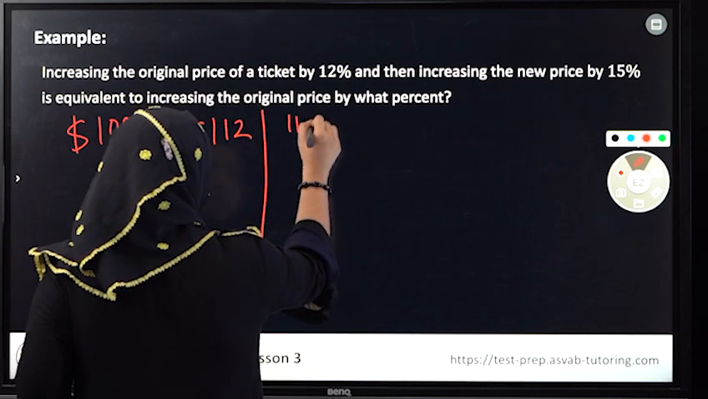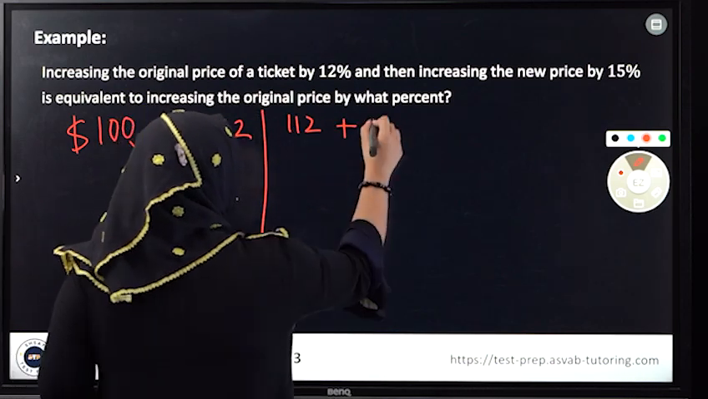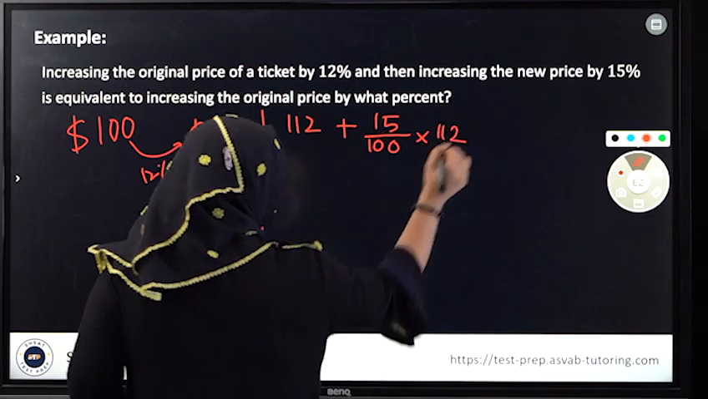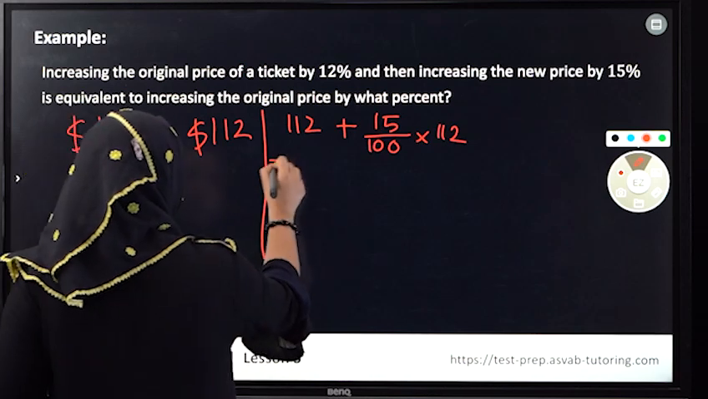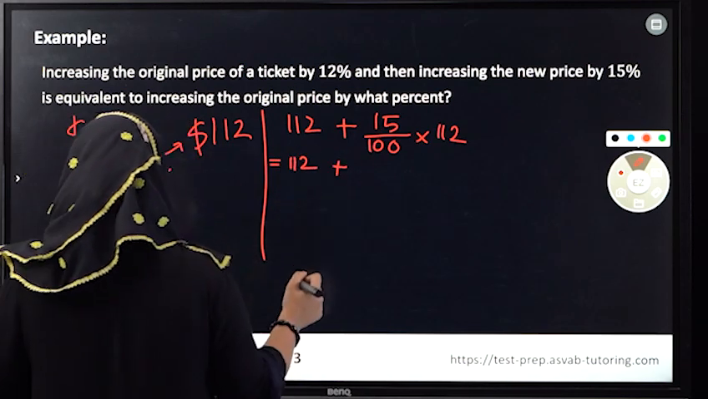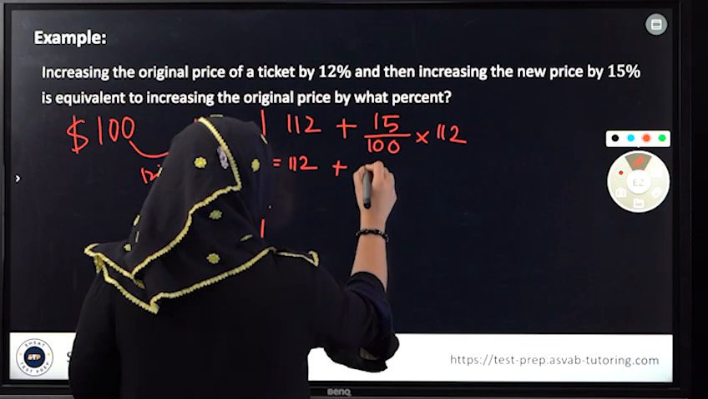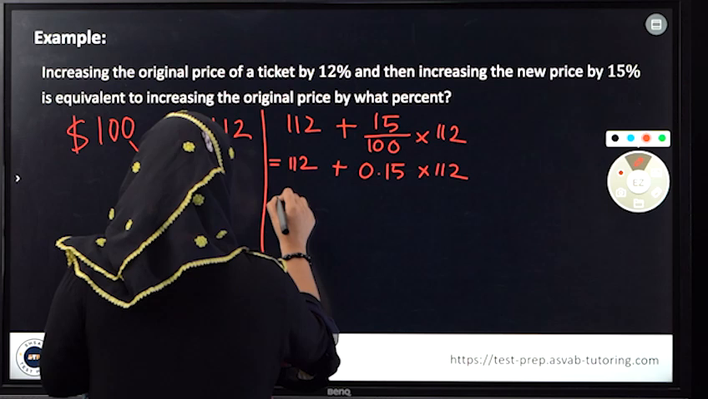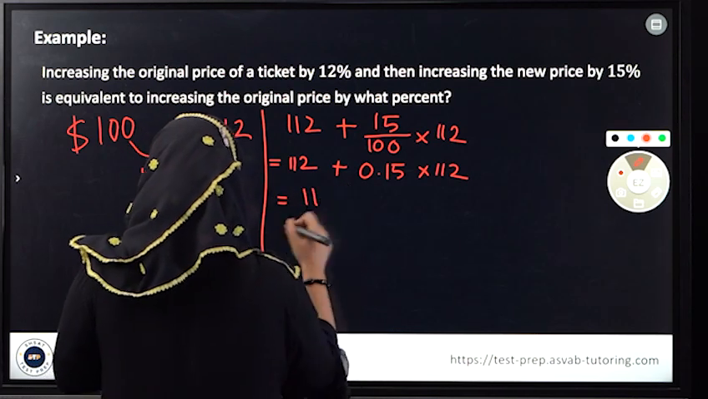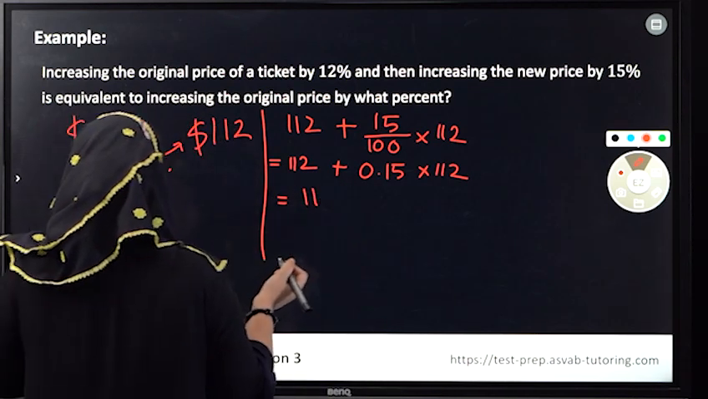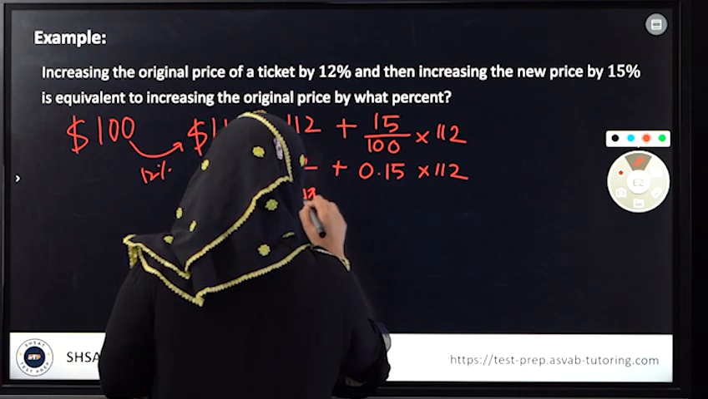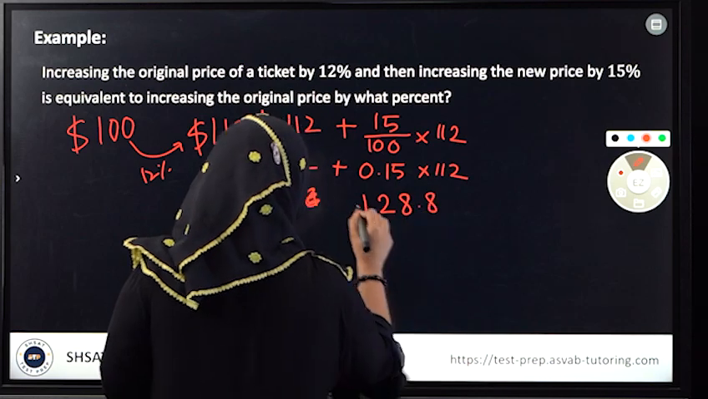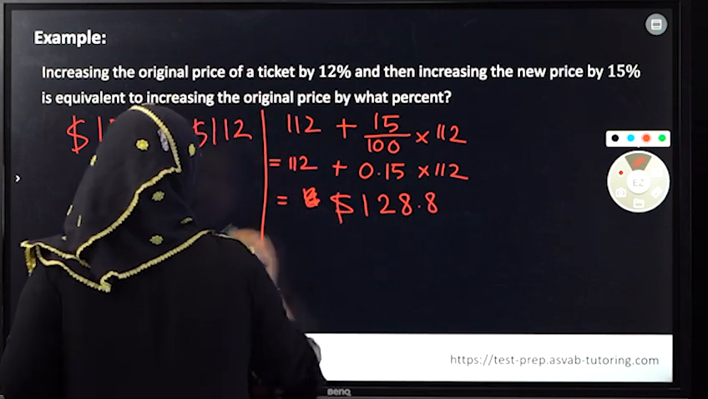So let's see. So we need to increase, which means plus. Increase this by 15%, so that's 15 over 100 of the 112. So now what? Now let's just do this. 15, this is going to be what? This is going to be 0.15 times 112. Individually, if you do that, I'm just going to check what you get, really. Okay, what you get is 128.8, okay? So this is your new one.